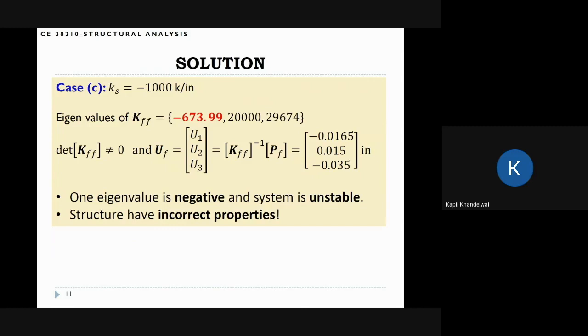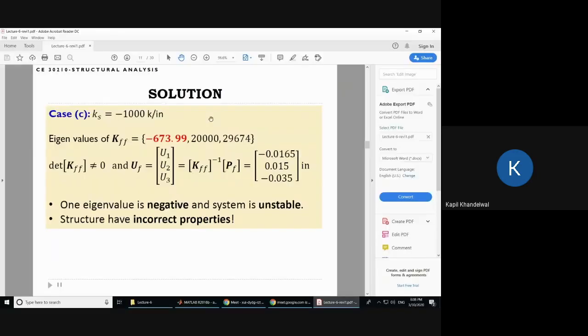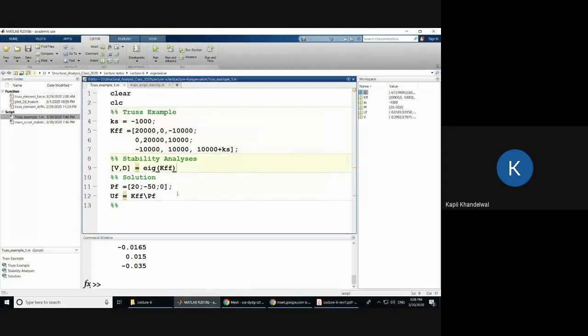And to show you how these eigenvalues are calculated, let me show you a simple MATLAB script. This script is available on Sakai, so you can go on Sakai and play with it. Let me show you the 3 cases. This was case A. Let me write case A. Case A was the case where the stiffness Ks was 0.